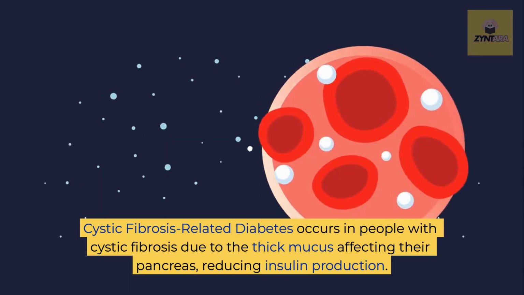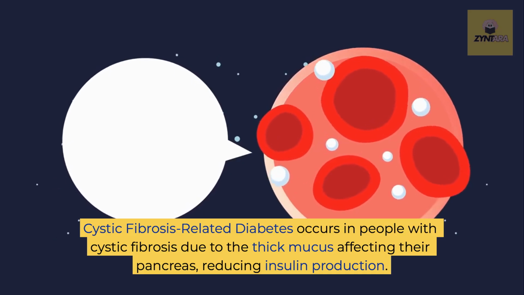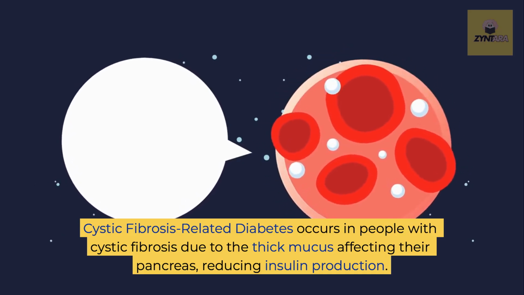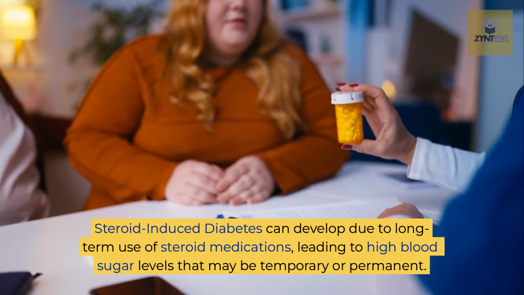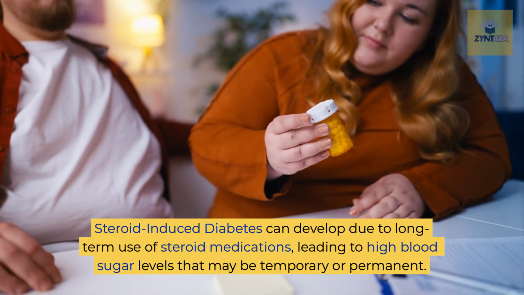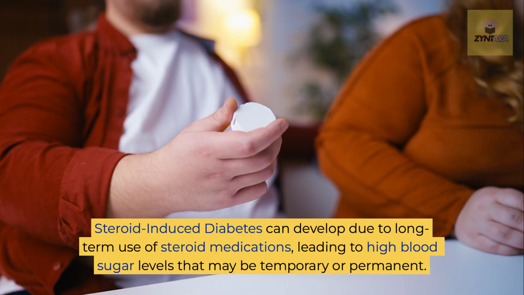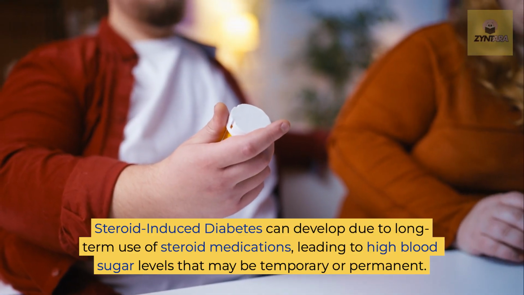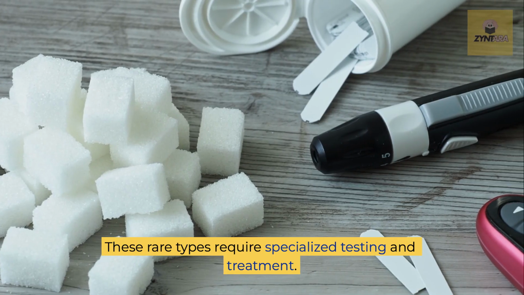Cystic fibrosis-related diabetes occurs in people with cystic fibrosis due to the thick mucus affecting their pancreas, reducing insulin production. Steroid-induced diabetes can develop due to long-term use of steroid medications, leading to high blood sugar levels that may be temporary or permanent. These rare types require specialized testing and treatment.